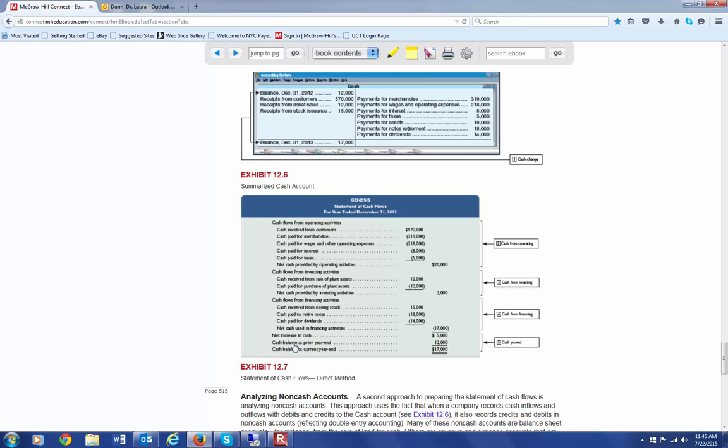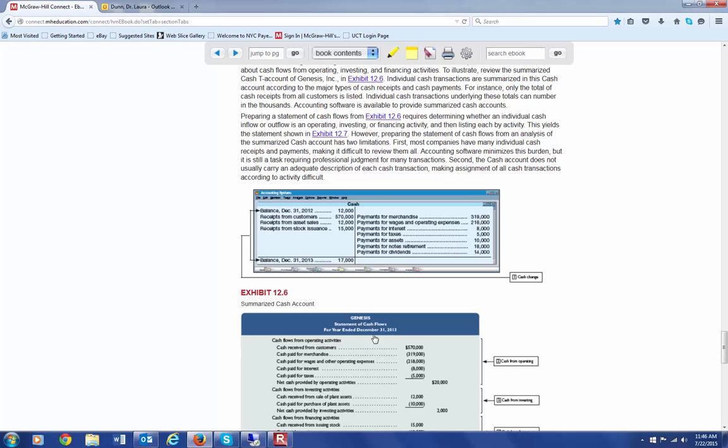The cash at the beginning of this period was $12,000. So if you add these two together, you should get the cash balance at the end of the period of $17,000. And if you look back up to your cash account, if you were to add all of this together and subtract all of this, you get $17,000. So you've just proven your cash account. This is correct because these two numbers match. So that's the way that you can do a statement of cash flows directly from the cash account.